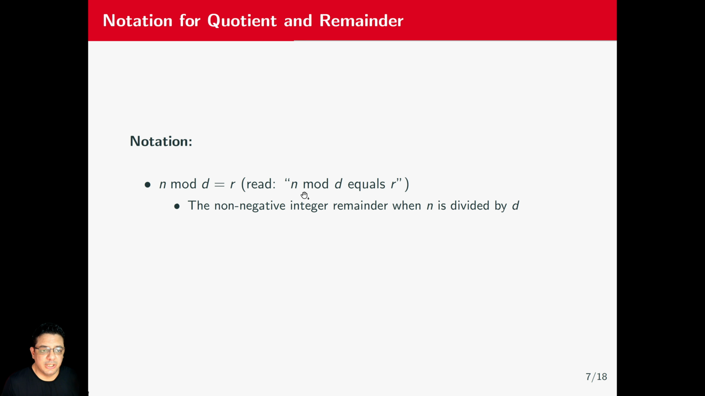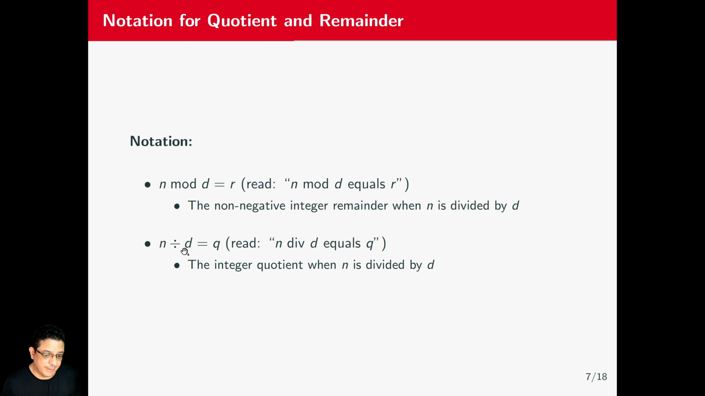Now, some notation that I can use when I'm talking about quotient and remainder is the mod notation. For example, n mod d equals r, which gives me immediately the remainder. So n mod d is just giving me the remainder of the division of n by d. Now, if I do n divided by d, that's going to give me q, which can also be seen as n div d equals q. So there are two notations here: the mod, which gives me the remainder, and the div, which gives me the quotient.